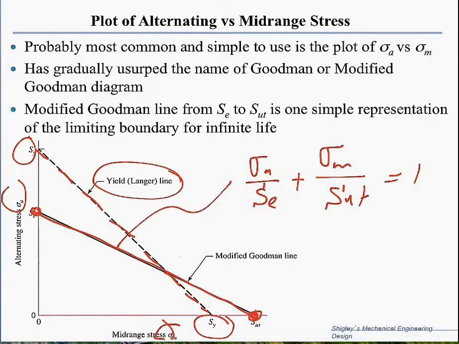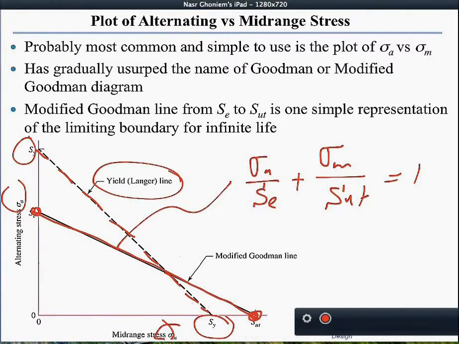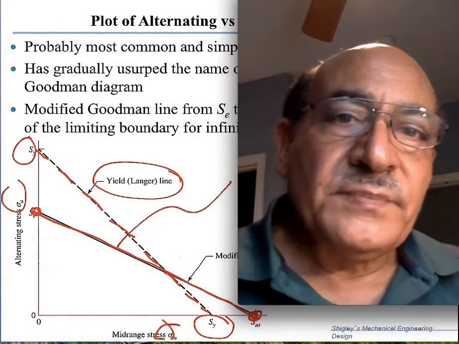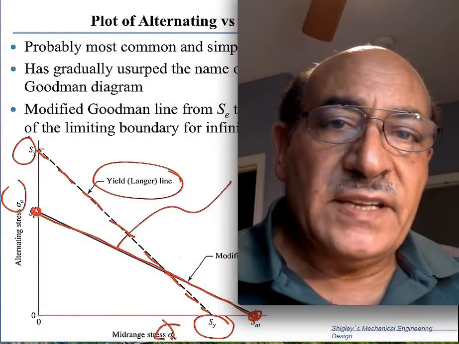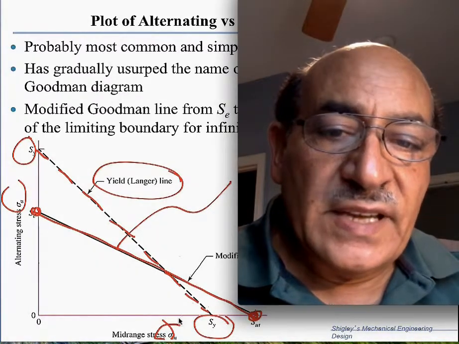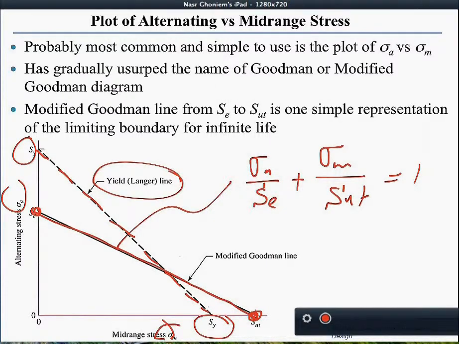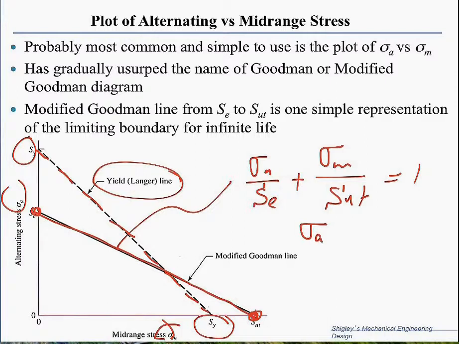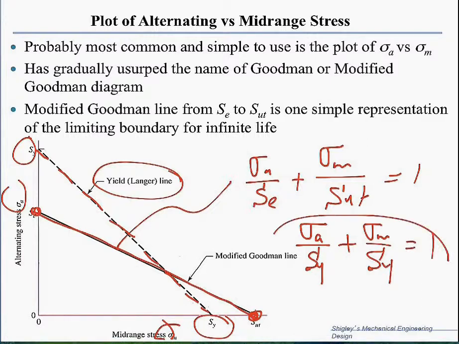In other words, the Langer line is a line where, if we add up the damage due to the alternating to the damage due to the mean, the sum of these two damages should not exceed the yield point, and it should be expressed in this form. So we would express it as sigma alternating over S yield plus sigma mean over S yield must not be greater than 1. So this is a check that both the alternating and the mean, if you add them together, the sum is going to be the maximum, and it should not exceed the yield point.